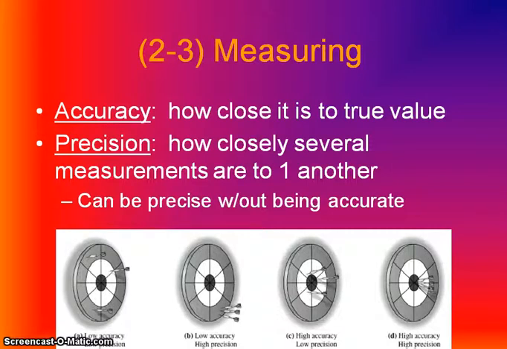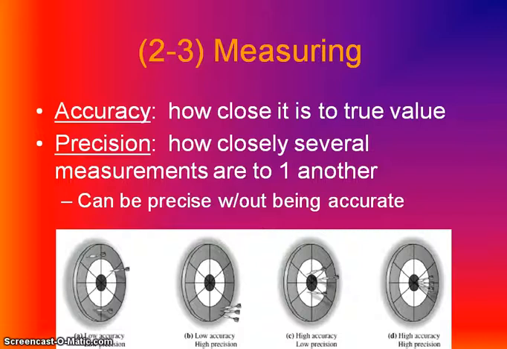Chapter 2, Section 3 discusses measuring. Whenever we're doing measurements, we want to make sure that they are both accurate and precise. Now, accurate means that our measurement is going to be very close to the true value or the accepted value, whereas precision deals with how closely several measurements are to one another.